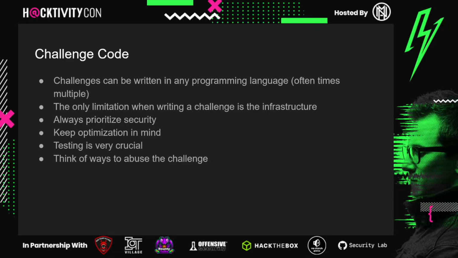Another thing is testing. Make sure that if people try to abuse the challenge in any way, that you can stop them and prevent them. I know it's very common for people to take a challenge, they get code execution, and then find some way to pivot. You want to try to make sure they can't do that.